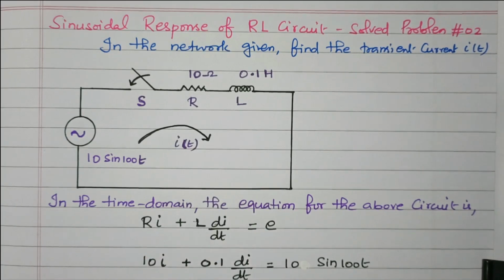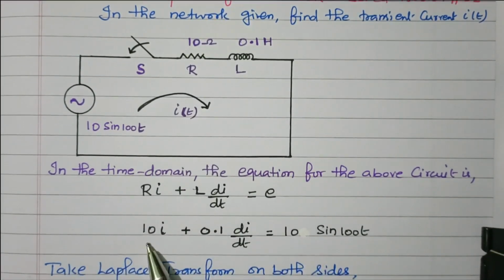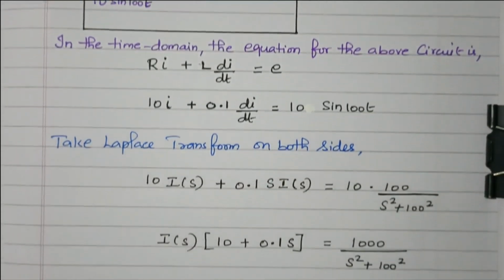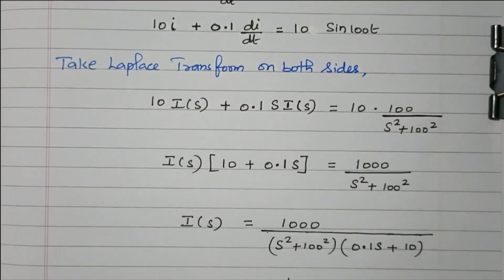Now we'll substitute the values here. R is 10 ohm, so 10i plus the inductor is 0.1 di by dt. The applied voltage is 100 sin 100t, right? Our aim is to find the transient current. So first we will find the Laplace.